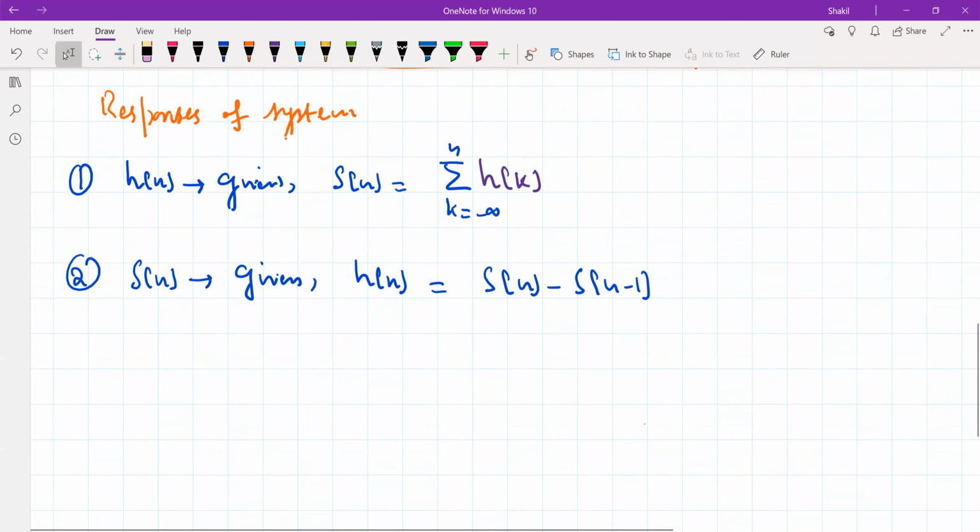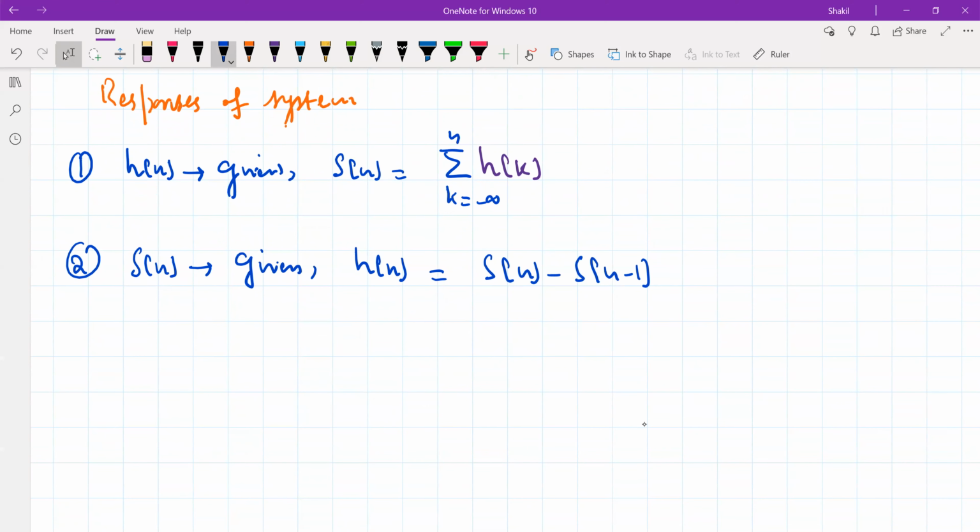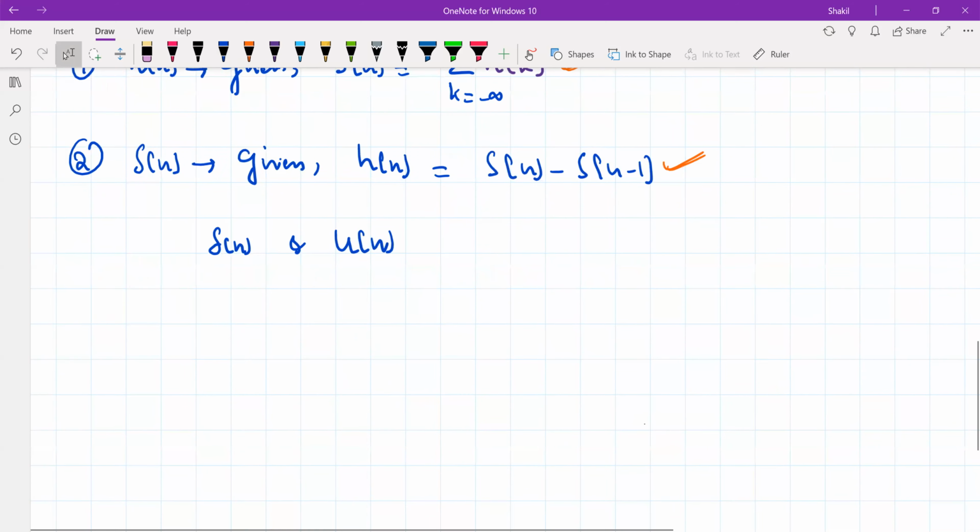Now I want to go back to the signals, meaning delta n and u of n. I want to illustrate the relationship between delta n and u of n. What is the relationship between delta n and u of n? See that this relationship is the relationship between the responses, meaning the output of the system. Now what's the relationship between these two?